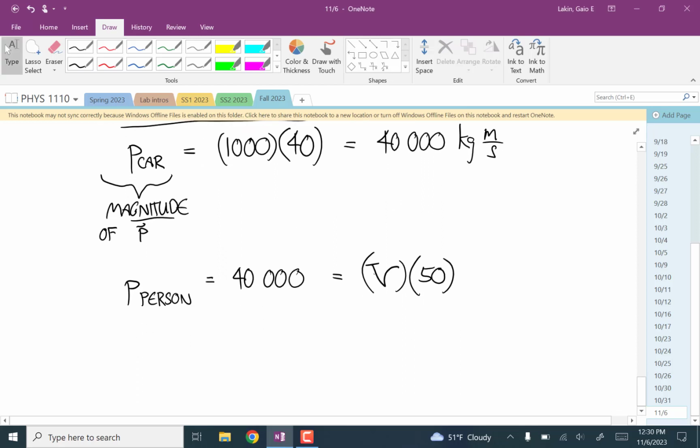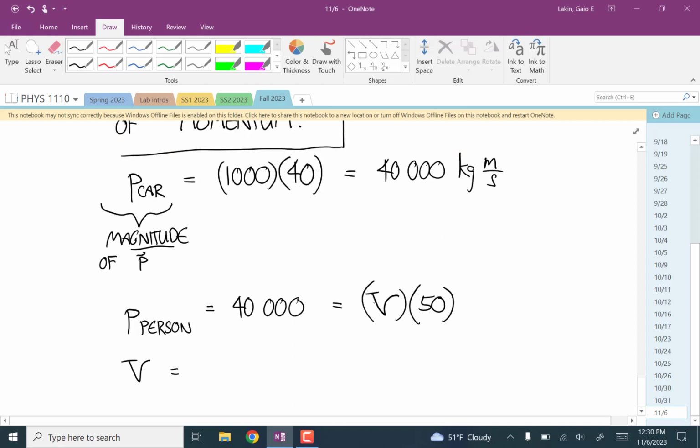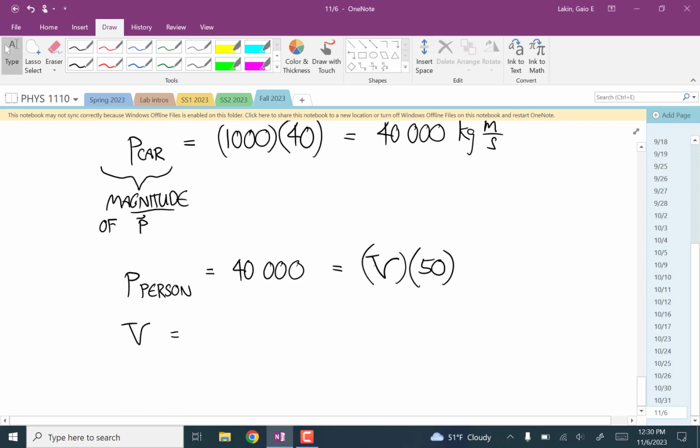And so, what's that going to be? The speed would have to be, I think that's 8,000 meters per second. Is that right? 40,000 divided by 50. That's 4,000 divided by 5. 800. Yeah. Thank you.